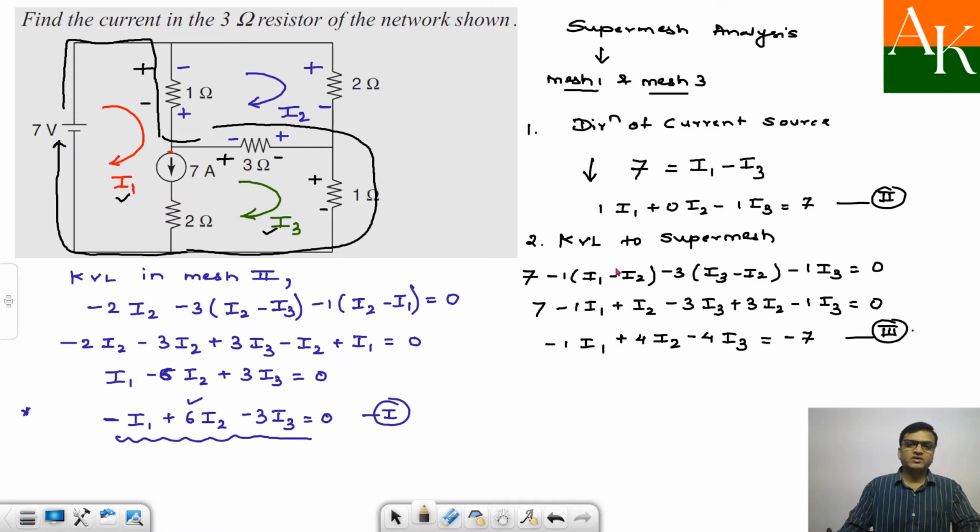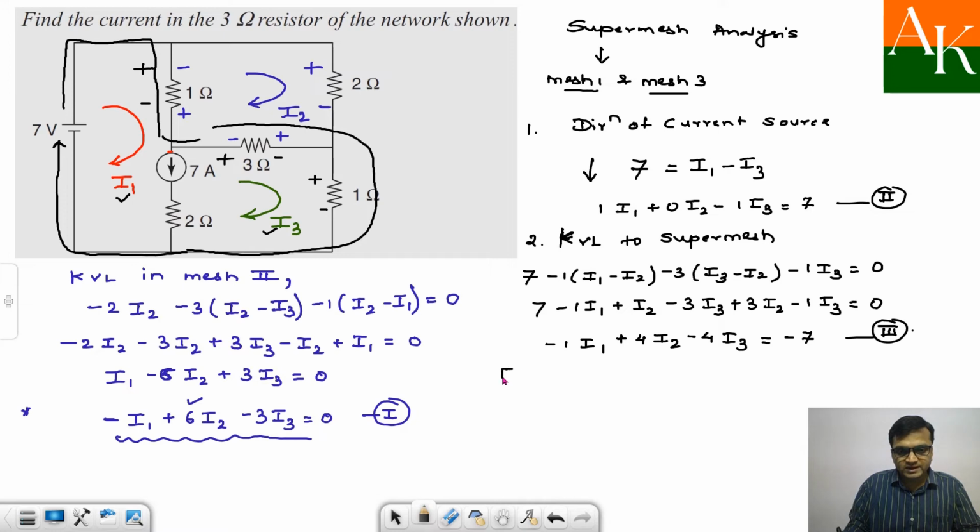When you apply KVL to the supermesh, you can't write down this equation just by looking at the circuit, as we used to do in earlier cases where we applied KVL in a simple mesh where there are only resistances and voltage sources. So there are 3 equations and 3 unknowns. So we'll put these coefficients in the calculator.